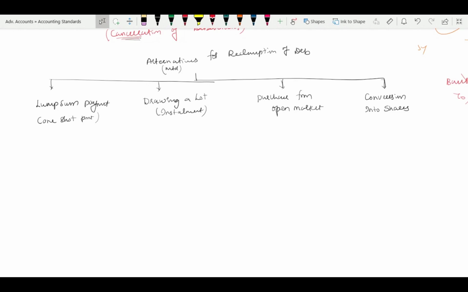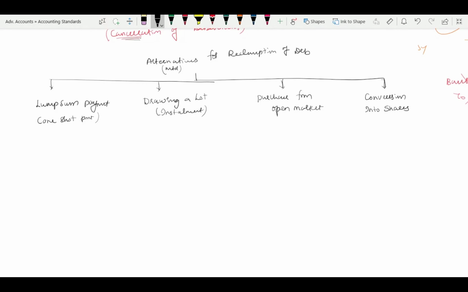So normally there are no funds. Whether the company has funds, they will go either by lump sum payment, drawing a lot, or purchase from open market. If it is a conversion of shares, here no cash outflow will be there. Only in conversion of shares is there no cash outflow. For all other things, the cash outflow will be there. So in all your problems, they have ensured that the company has a sufficient cash balance and therefore is going to redeem. That's how it has been. Got it? But in a real case, they might redeem either out of profits, out of fresh issue, or by sale of assets.